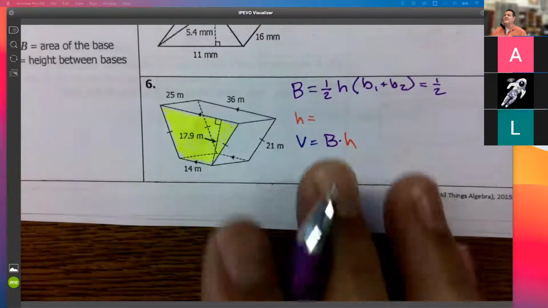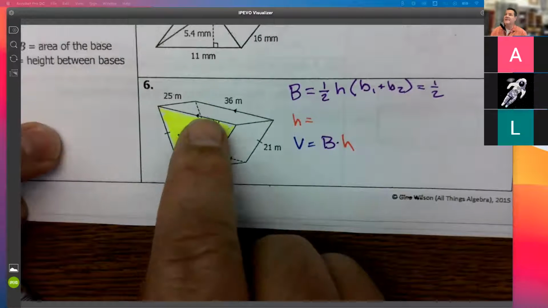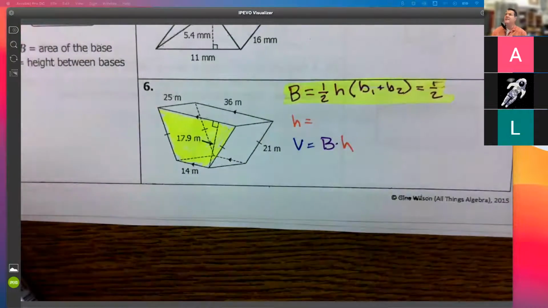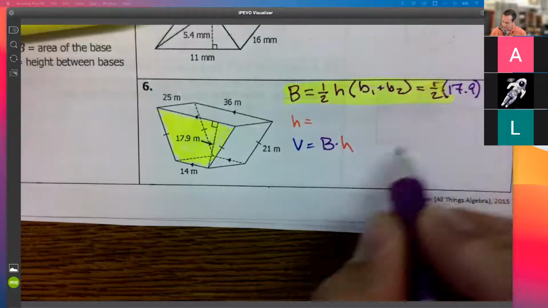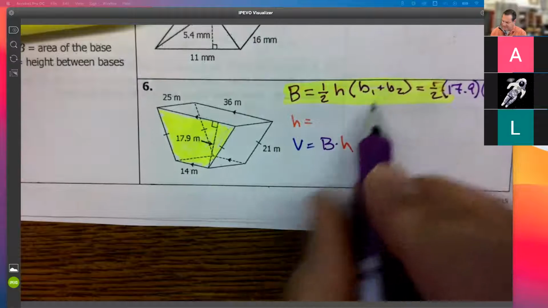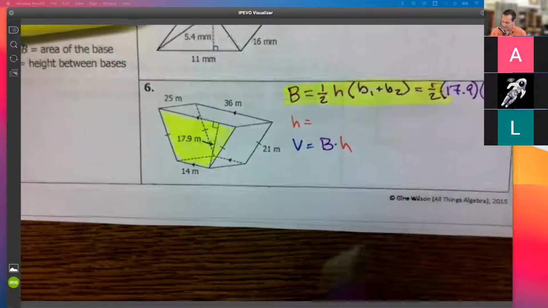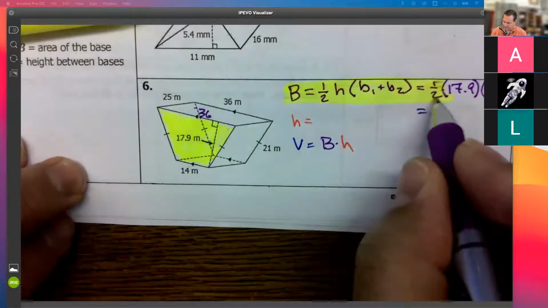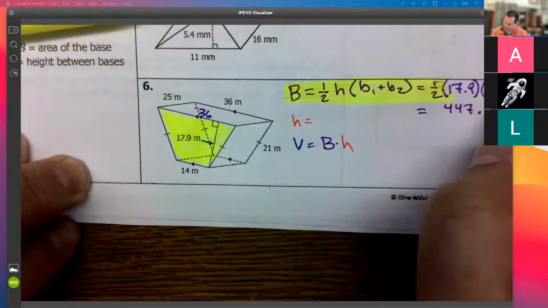All right, now comes the challenge. All these H's and B's. What am I going to use for this H? 17.9, good. Because it's the height of the two-dimensional, the flat subject. This whole thing is all about the base. And then what are my two bases that are going to add together? 14. Good, 36. And when I plug this whole mess into my calculator, I end up with 447.5.